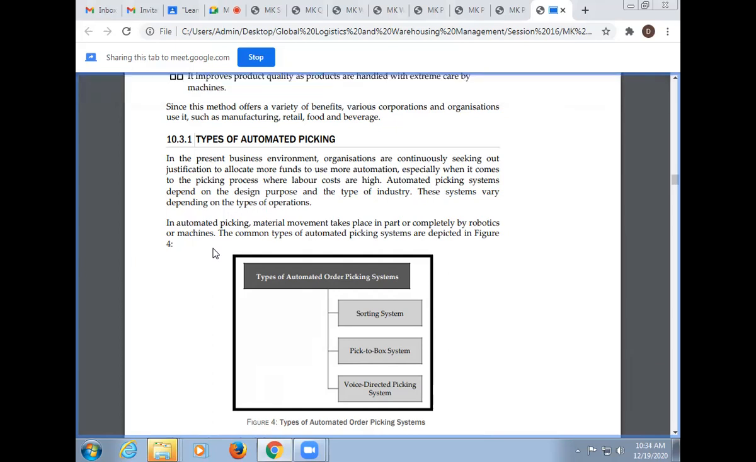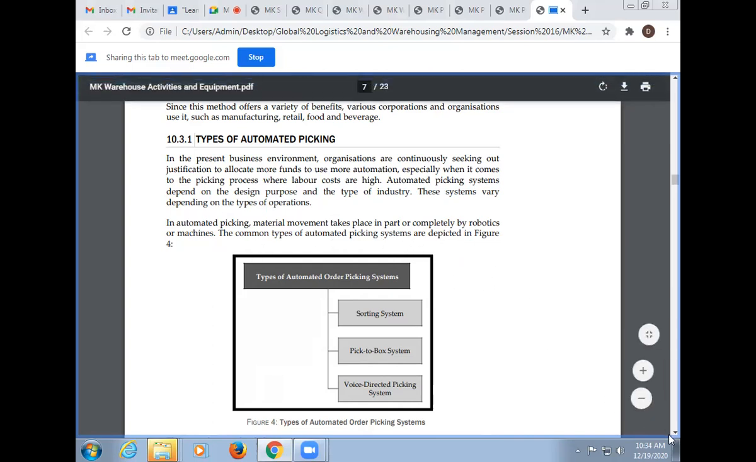In the big warehouses, the movement of the materials takes place on the conveyor belt. Flexible manufacturing system is used in case of automated picking. Robotics are used. Robotic hands are used for picking and putting, and robotic hands are used in case of automatic picking. The common types of automatic picking system are depicted in the figure.